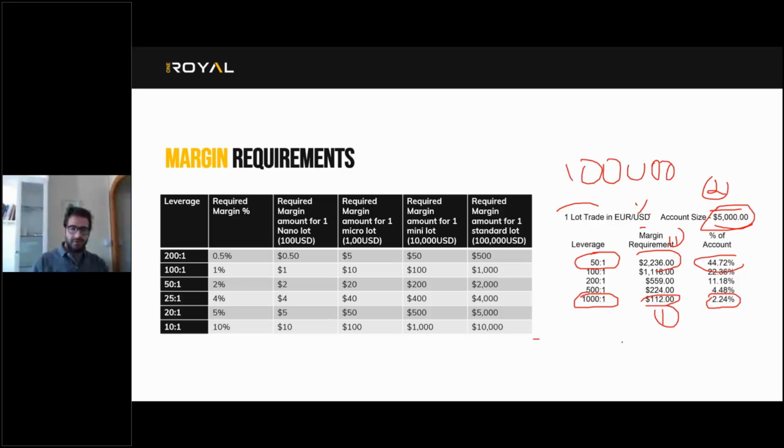This is the difference between margin requirement and leverage. Another thing that I would like to mention here, so if you have just a small amount of your account frozen, let's say 2%, you still have around 98% to trade with other assets. This is the advantage here also of leverage.